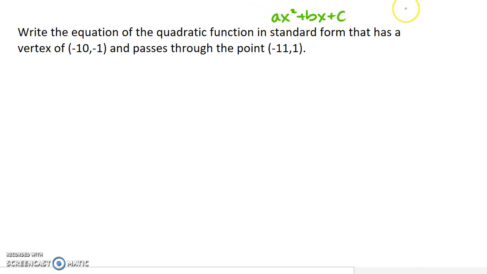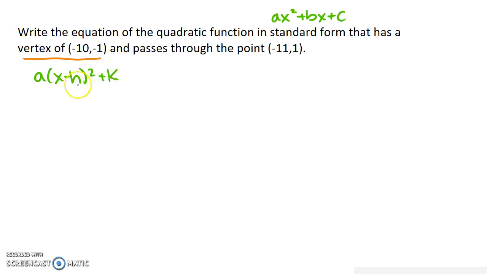And the information that we're given is that it has a vertex of -10, -1, and it passes through the point -11, 1. Okay, so if we notice a few things, it's given the vertex. So if I give you the vertex, the first thing you should ask yourself is, what form should I start in? So if you think about it, it should be vertex form. Right? So that is a times x minus h squared plus k.